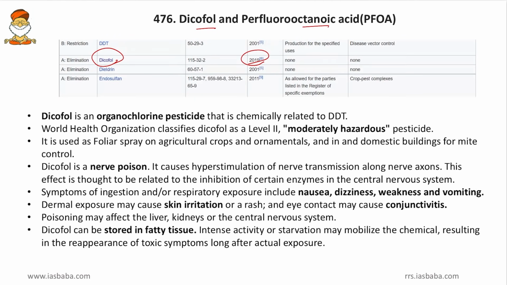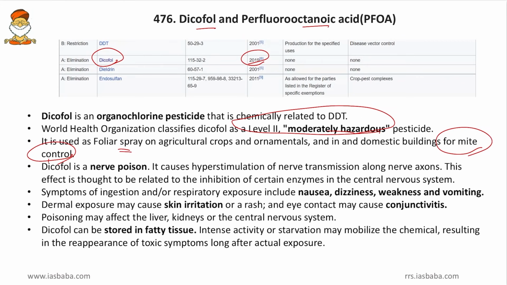Then WHO classifies Dicofol as a level 2 or a moderately hazardous pesticide. So this is moderately hazardous as per WHO and it is not extremely hazardous. So this is a point worth remembering. And then it is used as foliar spray on agricultural crops and ornamental crops. So both for agriculture and show crops, this foliar spray, or the spray on the shoot system and leaves, can be used. And in domestic buildings also, they are used to control the ticks and mites. So these are mainly miticides and ticicides.